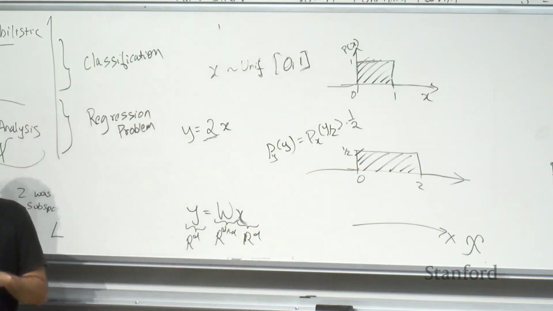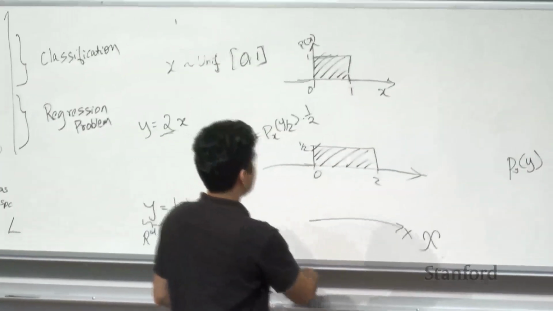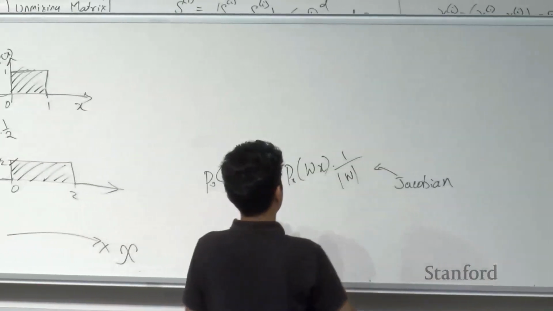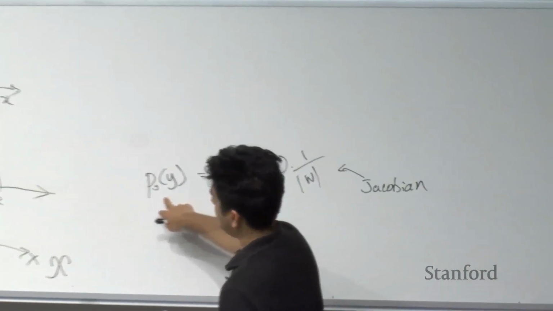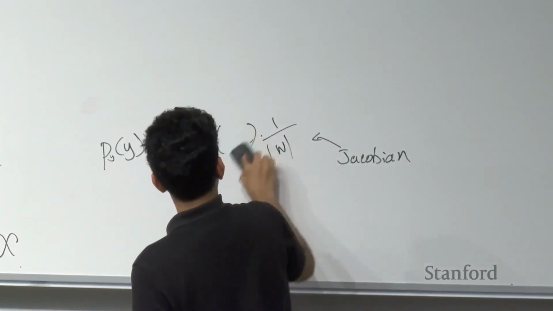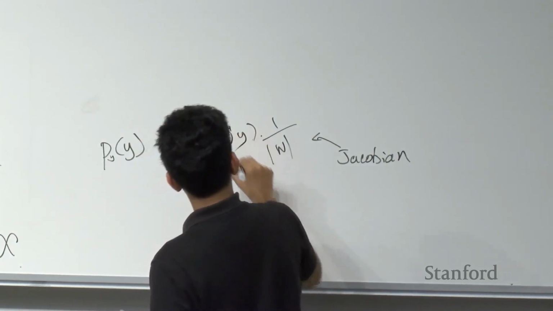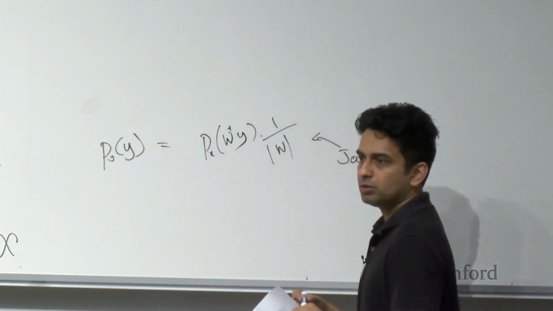And what did I write here? I think here also, similarly, p of y will be p of W inverse of y times 1 over the determinant of W, right?